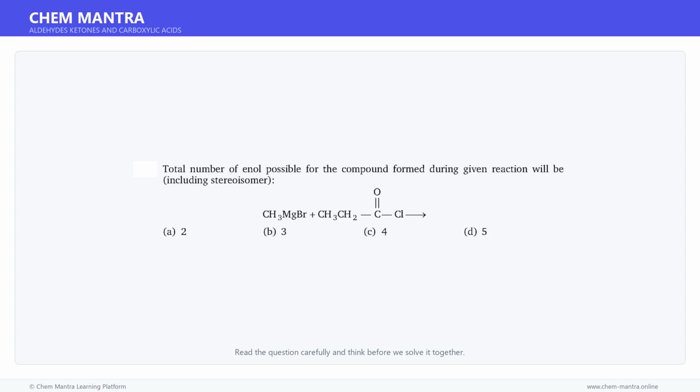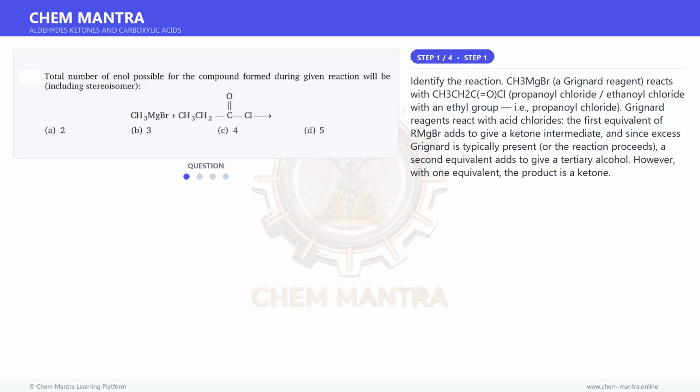Here is a question. Read it carefully and think about the answer. Let us solve it step by step. Let us begin solving this step by step. Identify the reaction.